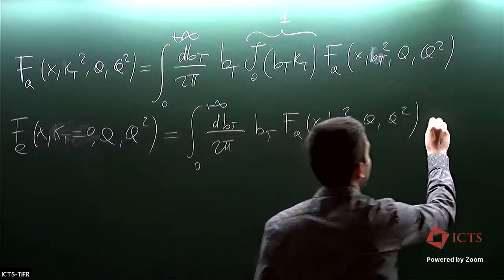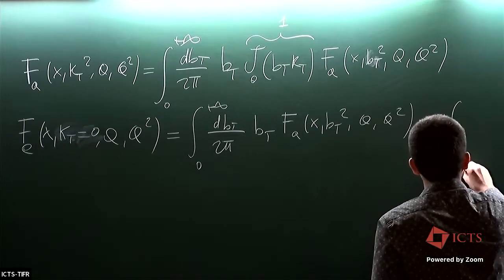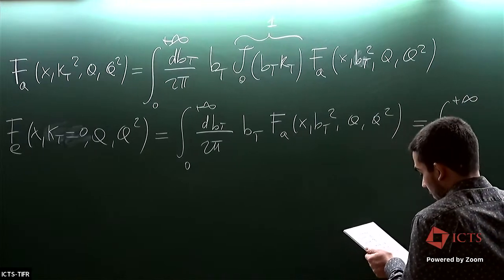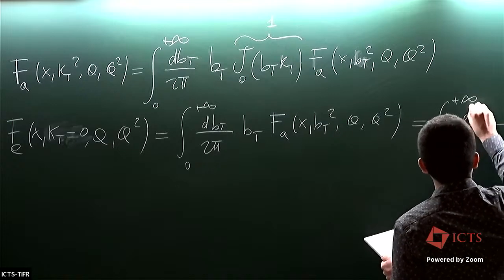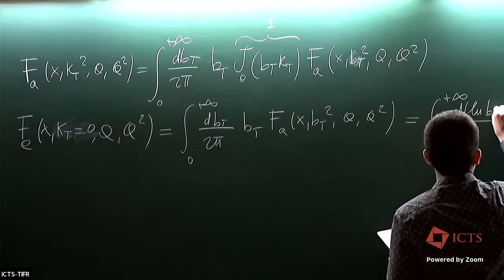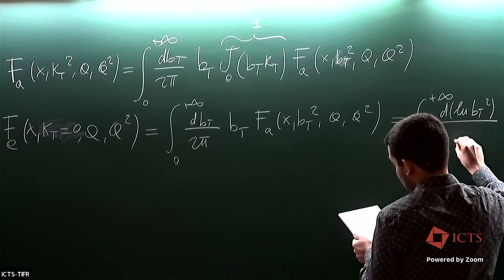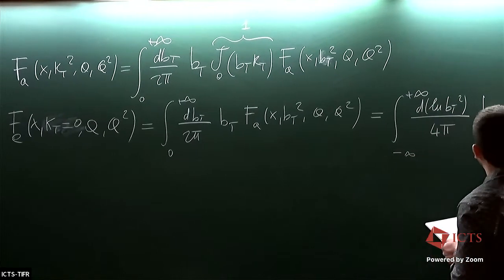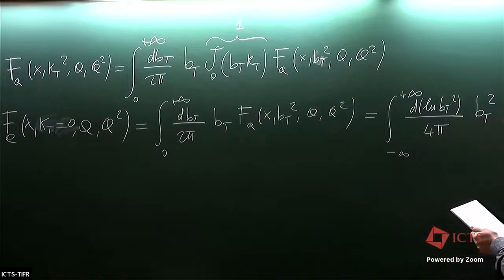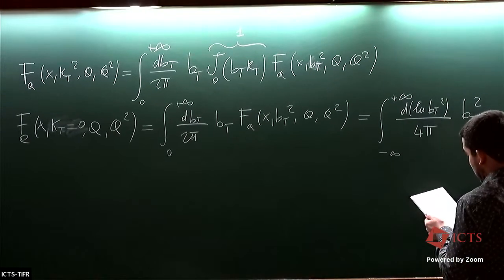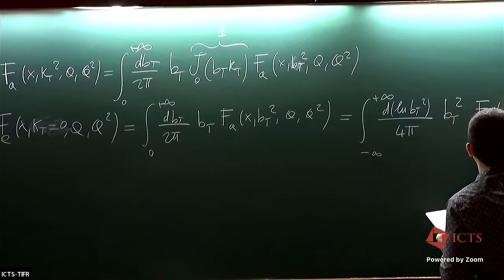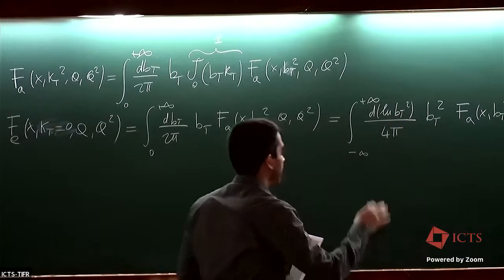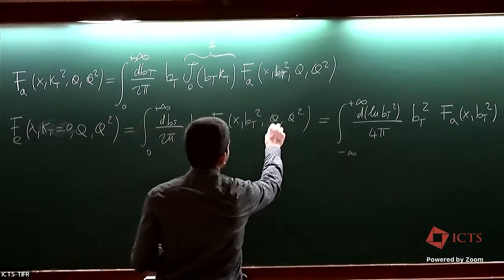So one possibility is to change the integration variable in this way. Okay, you can perform the calculation by yourself also. You have an integral, we switch to the log of BT square. This becomes 4 pi. And here we have an extra power of BT, so this becomes BT square. And you still have f of x BT square. Let me now avoid writing Q and Q square. Let's drop the Q and Q square dependence for now.